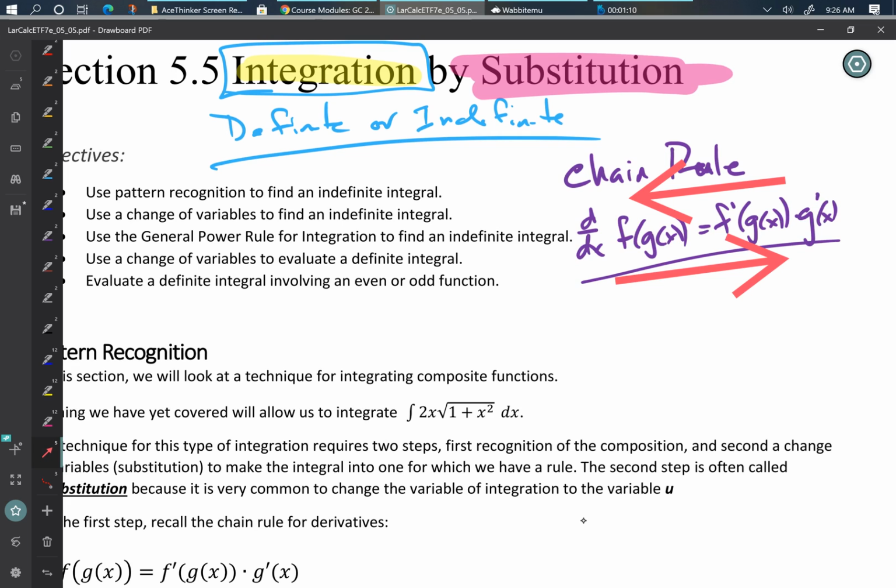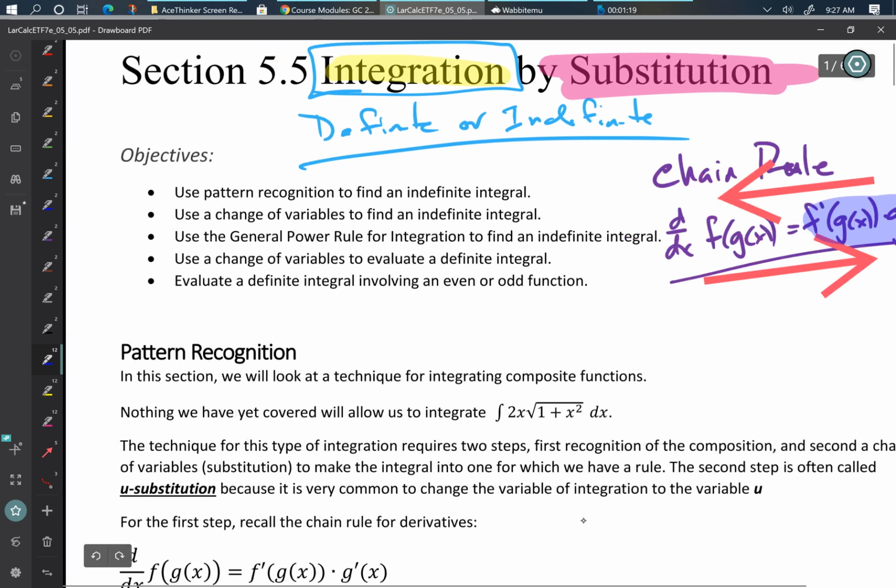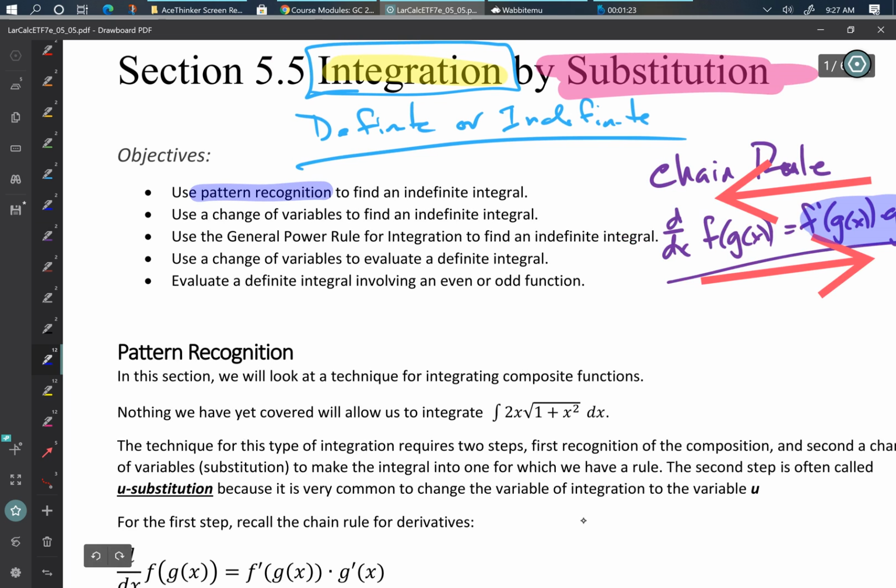Our job in this section is to look at this piece and be able to recognize the results of someone doing the chain rule, that our integrand is the chain rule, and then undo that. So our objectives are to use that pattern recognition skill to look at something and see it as that f prime of g times g prime, to find an indefinite integral. Then we're going to use what's called a change of variables, and that's why it has the name substitution. We'll do a substitution of variables, and then we'll use plain old integration techniques to find that indefinite integral. We'll also use that change of variables to find the value of a definite integral.